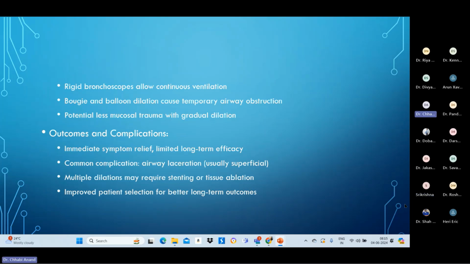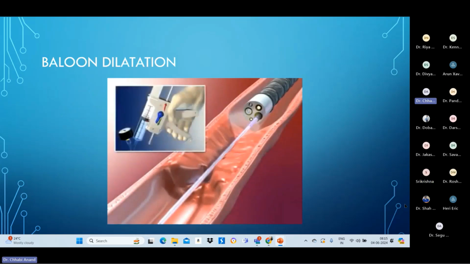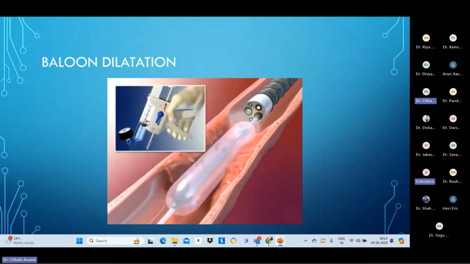Outcomes and complications: immediate symptom relief and limited long-term efficacy. Common complications are airway lacerations, which are usually superficial. Multiple dilations may require stenting or tissue ablation, and improved patient selection is needed for better long-term outcomes. This is a balloon dilation. It is showing the vision of this.